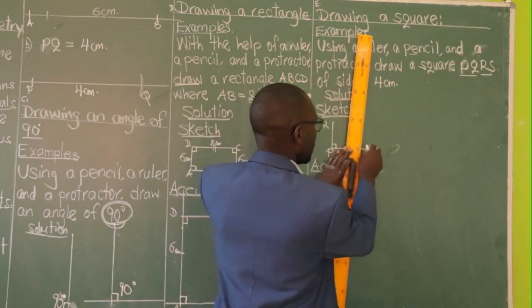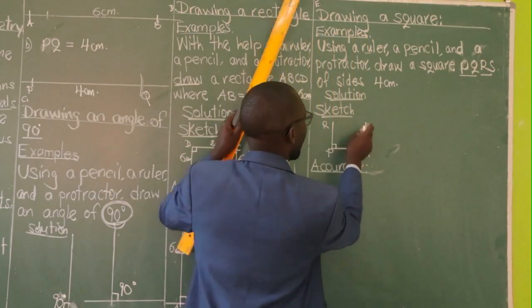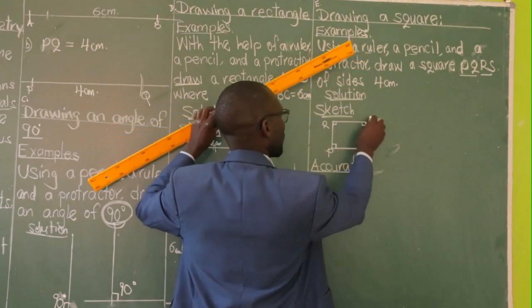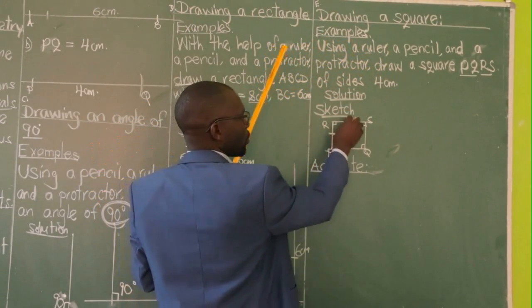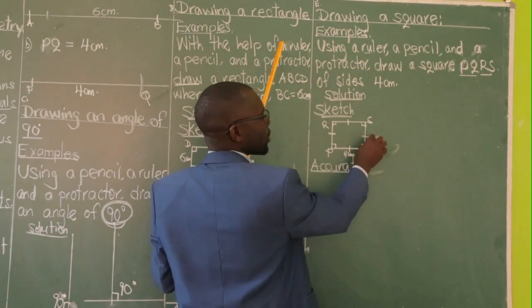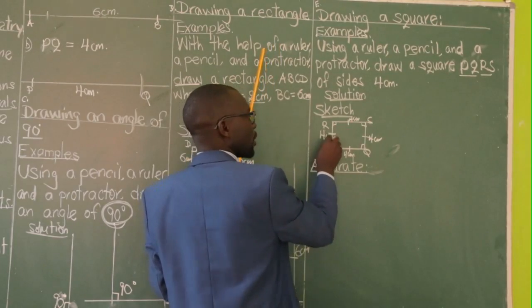Also here will be 90. Come here will be 90. And then you join up there. It also will be having 90 degrees. So this side is equal to that one. They are all equal. And if this is 4 centimeters, even this is 4 centimeters, even this side is 4 centimeters, even this side is 4 centimeters.